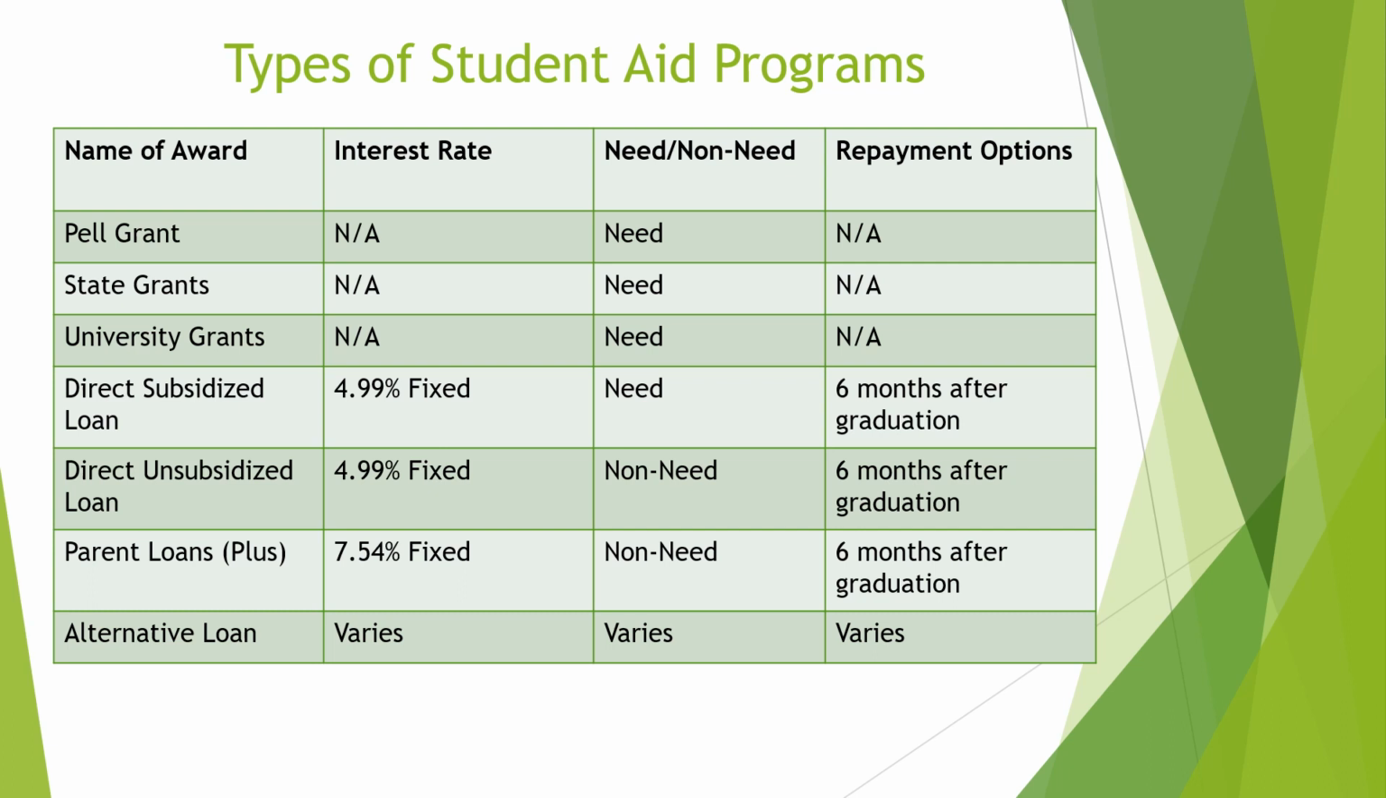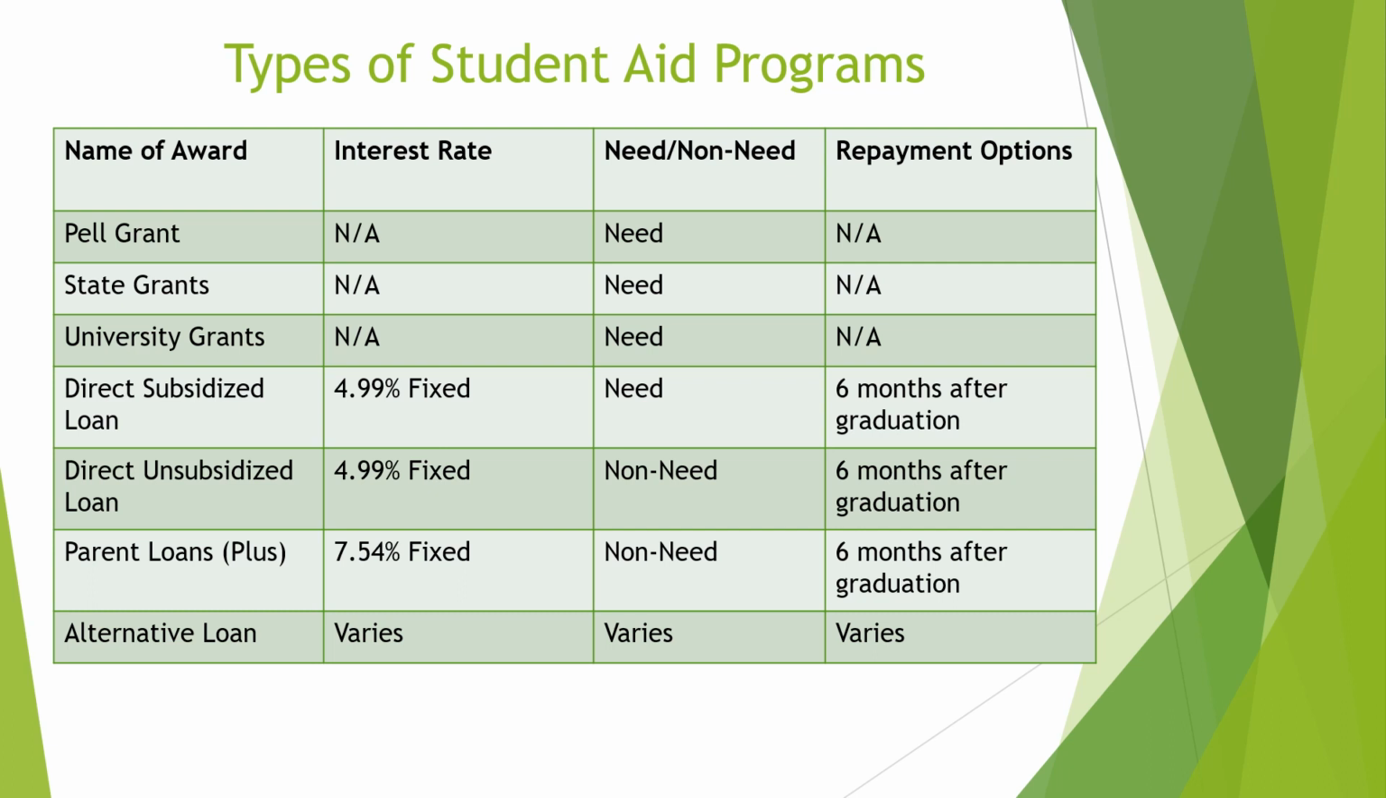So in this situation, on this chart, you will see our direct subsidized loans. Direct subsidized loans are loans offered to students that have need. There is a 6 month repayment option after graduation, and subsidized loans are for students that, like I said, demonstrate need, but the government pays the interest while they're in school. Unsubsidized loans do not require students to demonstrate need, so no matter how much the student or the parent make, they will still be eligible to receive unsubsidized loans. They also have a 6 month after graduation repayment period.